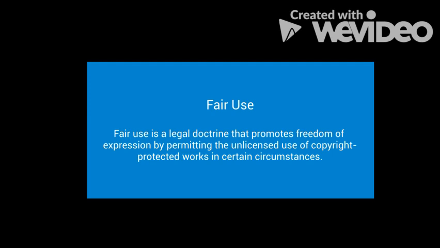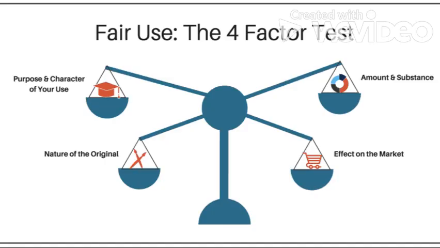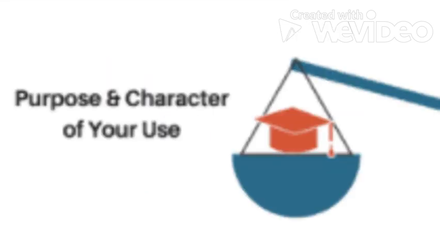Fair use. Fair use is a legal doctrine that promotes freedom of expression by permitting the unlicensed use of copyright-protected works in certain circumstances. There are four factors to test: purpose and character of use, nature of the original, effect on the market, amount, and substance. Let's go over each of them.